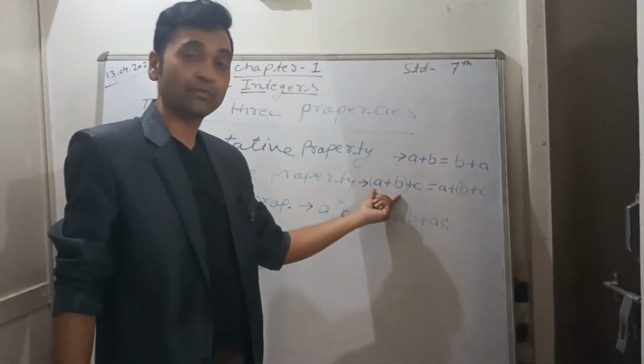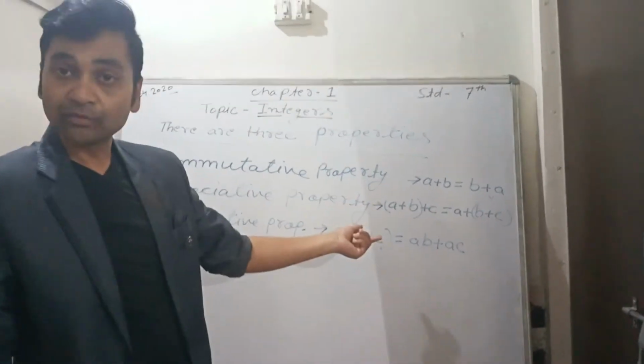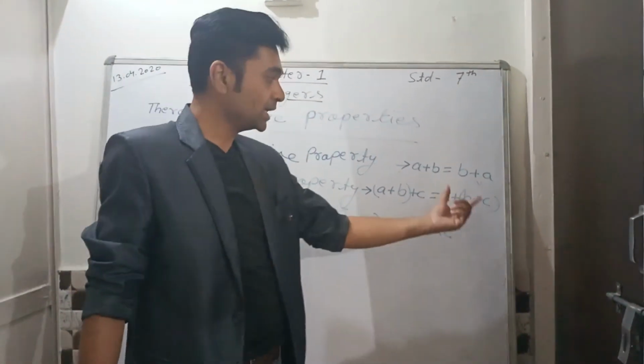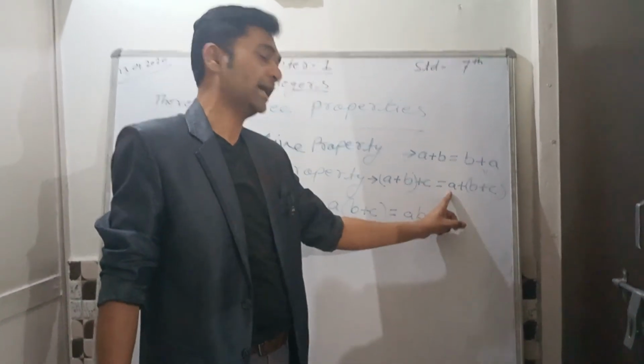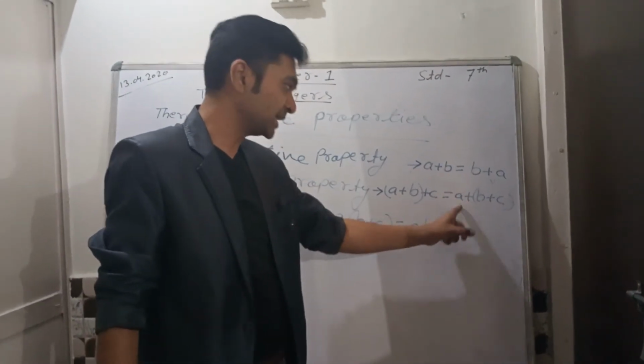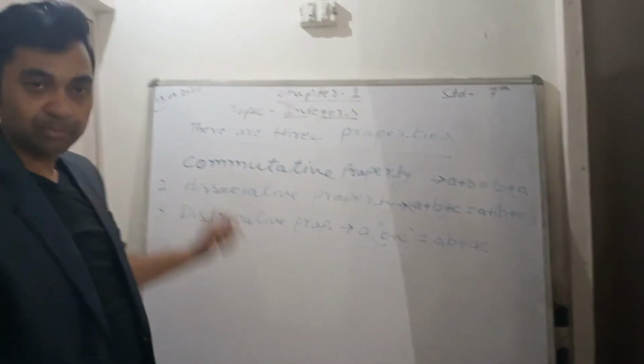A plus b, first of all you have to add a plus b, then you have to add c. The result you will get would be the same as you will get if you add b plus c first of all, and then you have to add a. So the result would be the same, LHS and RHS. This is called our associative property.